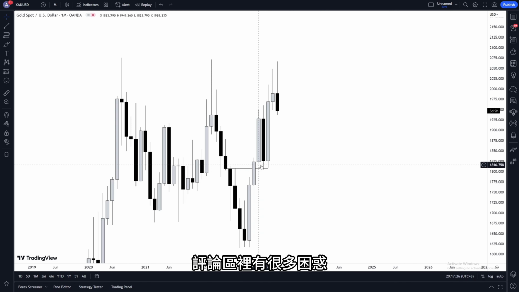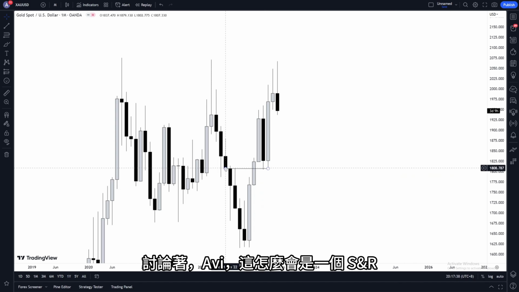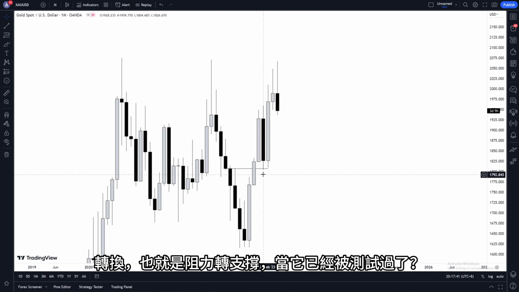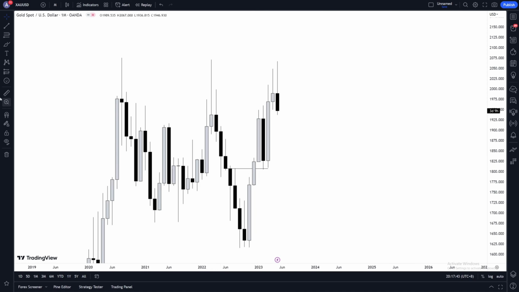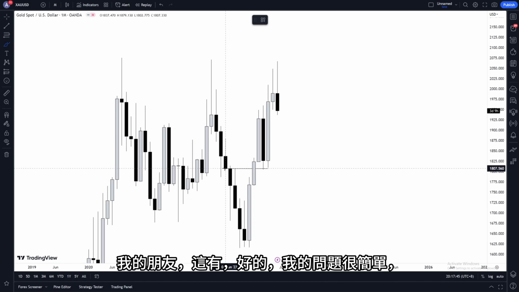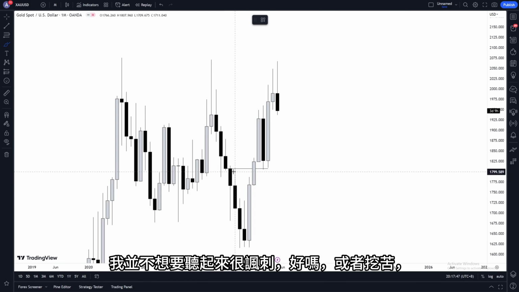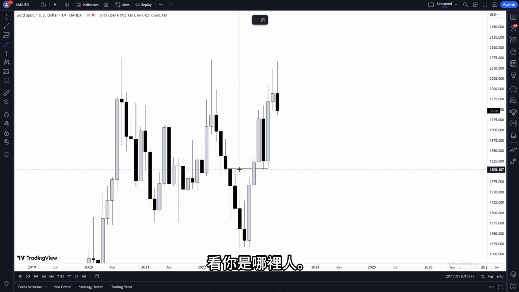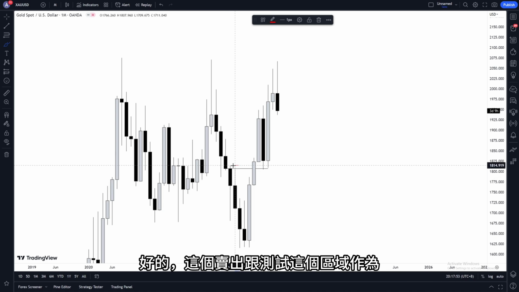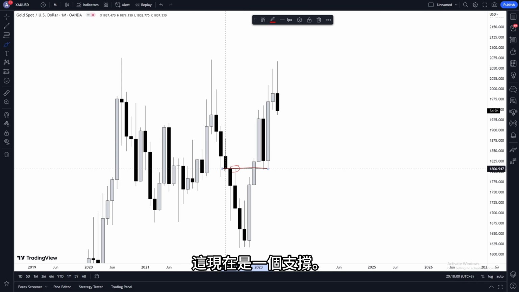There's been a lot of confusion in the comment section, talking about, Avi, how can this be an SNR flip, so resistance becomes support, when it's already been tested? My friend, my question is very simple, and I don't mean to sound sarcastic, wherever you're from. What does this sell have to do with testing this level as a support? This is a support right now.